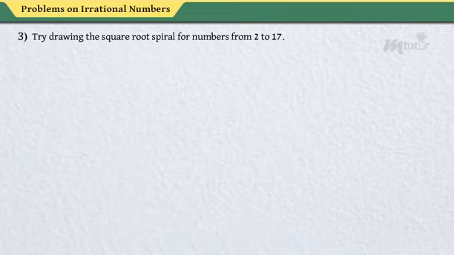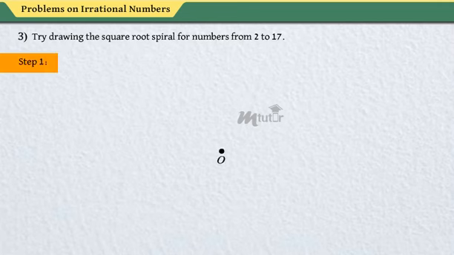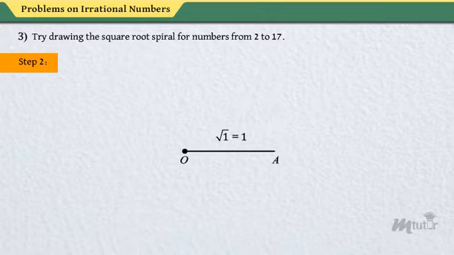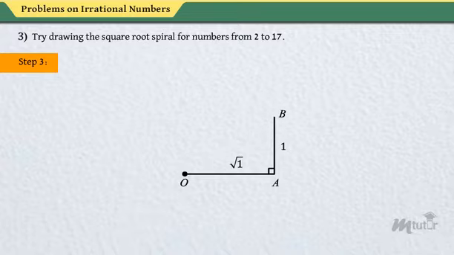Can you now try drawing the square root of numbers from 2 to 17? Mark a center point O. From point O, draw a horizontal line of length 1 cm. Mark the end point as Y. From point Y, draw a perpendicular line, YB of length 1 cm. Join OB. Here, OB equals square root of 2.